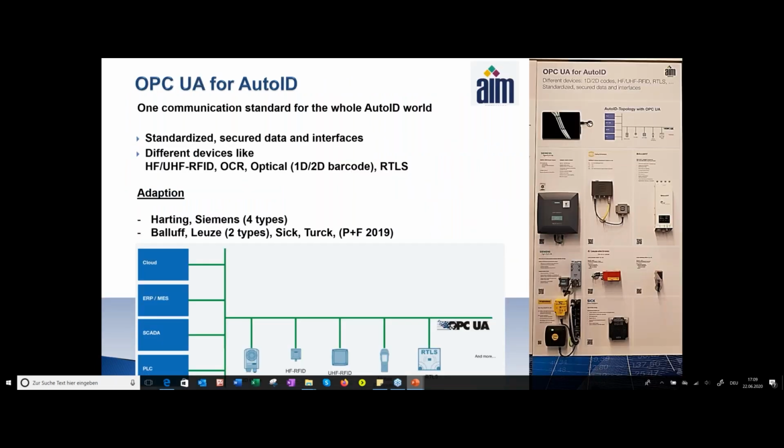And here you see that you have multiple different signal types like RFID, high frequency, ultra high frequency, or optical 1D or 2D barcodes, and they are even from different vendors. But all of these vendors agreed in a joint working group together with the AIM Association to have one OPC UA companion spec for Auto ID. So one interface standardized to access all of these devices. This is really reducing engineering cost.